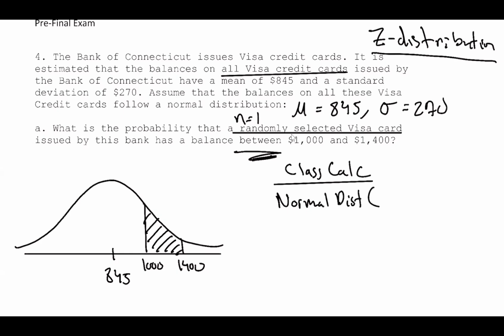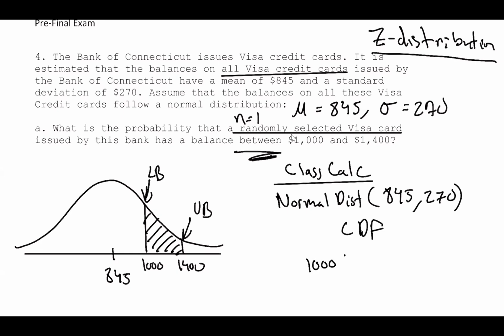So for the normal distribution, we're gonna say the mean is 845, our standard deviation is 270. Then what we're gonna do is say CDF. If you look at it, this is my lower bound. This is my upper bound. So my lower bound is 1,000. My upper bound, 1,400. Any question for 1,000, 1,400?